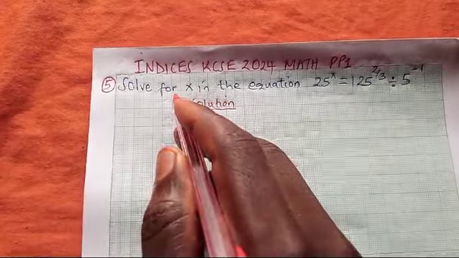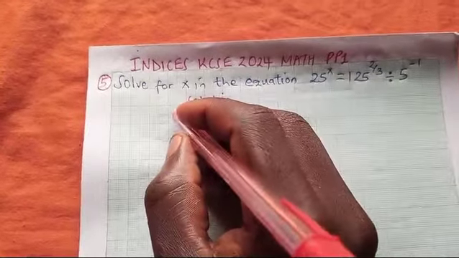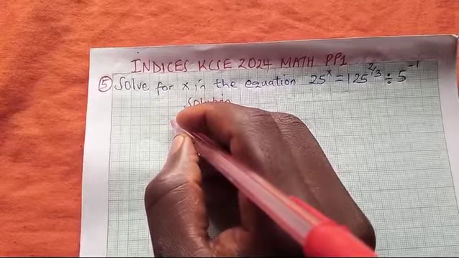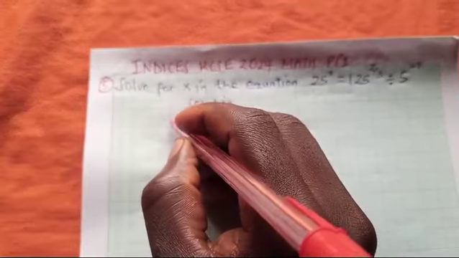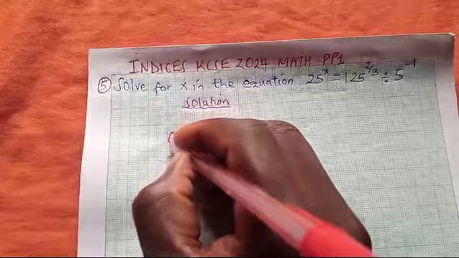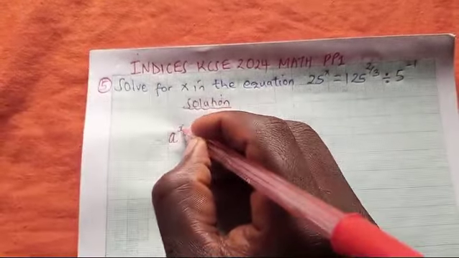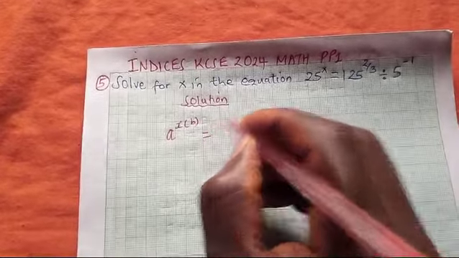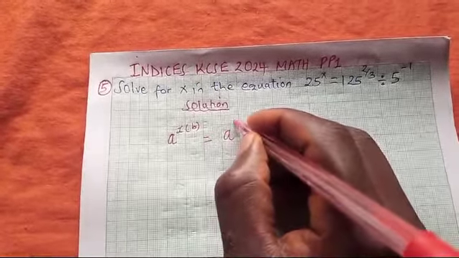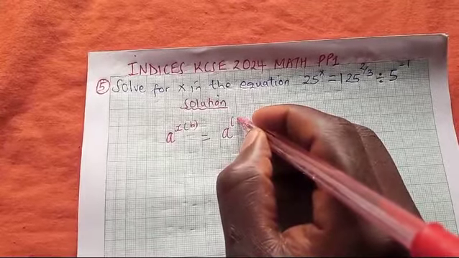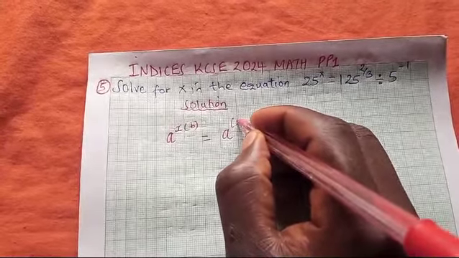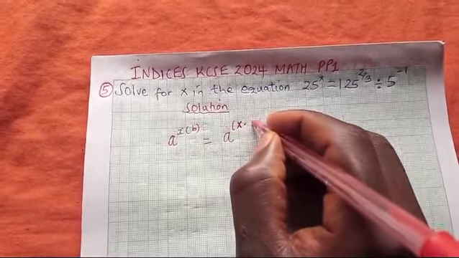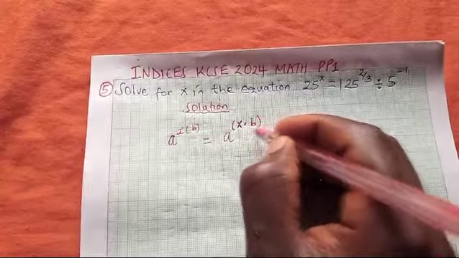The first that we are going to use in this equation is, in fact, we have to remember the laws of indices. The first one we have is a raised to x, you multiply this with b. This is the same as saying a, we open the bracket, x multiplied by b.